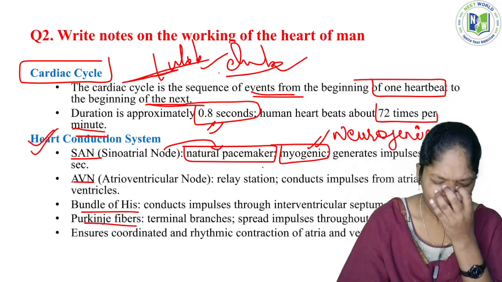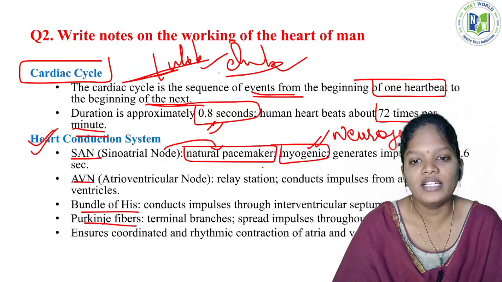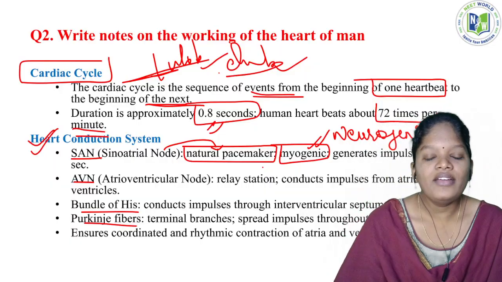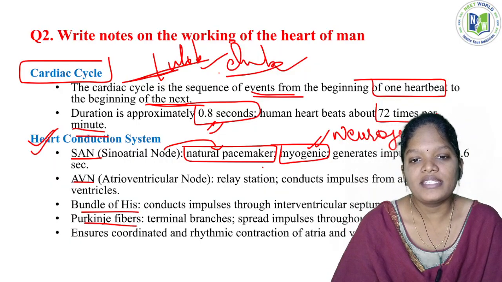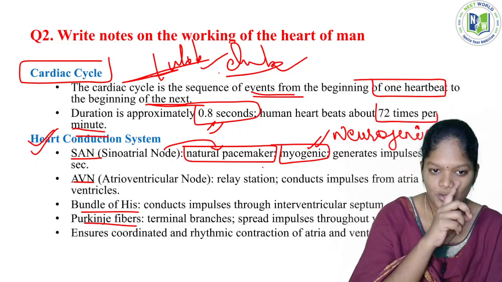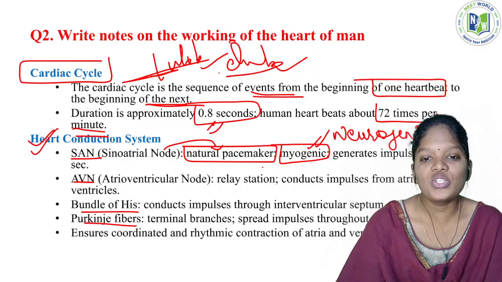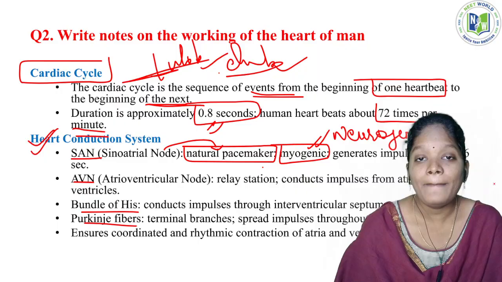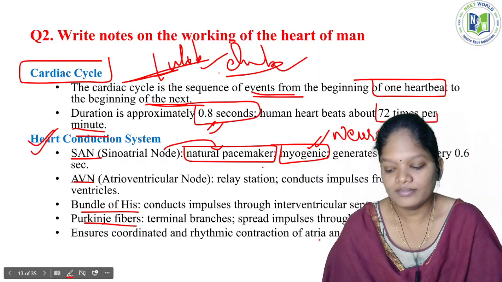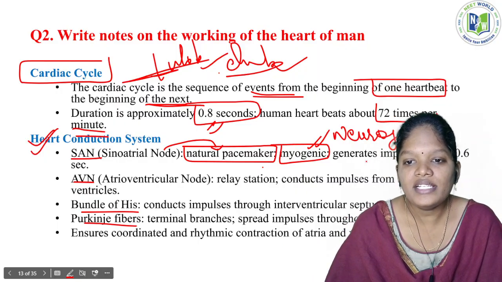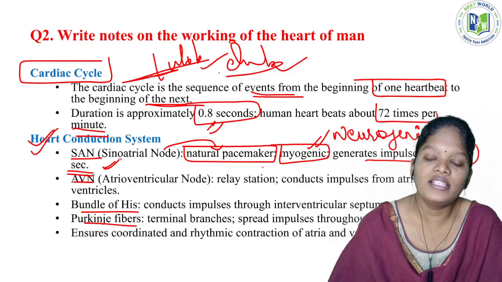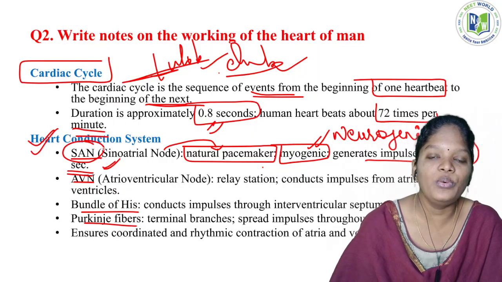We know that in the human heart, the pumping action is under the control of the muscle, which is called the cardiac muscle, and we call this the myogenic heart. Now, it generates an impulse every 0.6 seconds. Every 0.6 seconds the sinoatrial node generates an impulse.